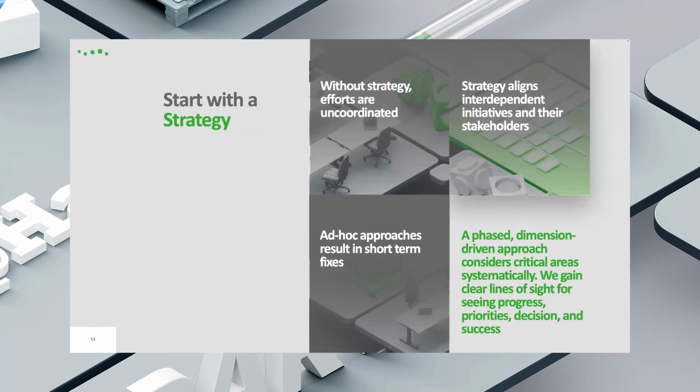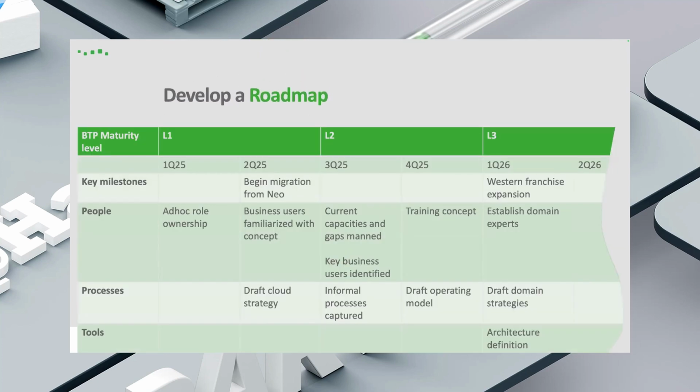Why have a strategy? Without a strategy, you're going to be uncoordinated. Your initiatives and your stakeholders won't be aligned. You're going to end up doing ad hoc approaches, which are bad because they cost time and money. You'll see teams working in silos. You'll see over customization as opposed to using standard capabilities. And you'll see a lack of alignment with the business. And we really do feel very strongly that the BTP should tie directly to business goals.